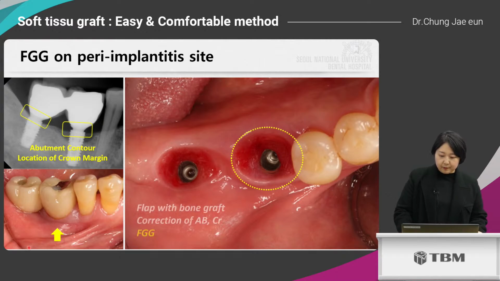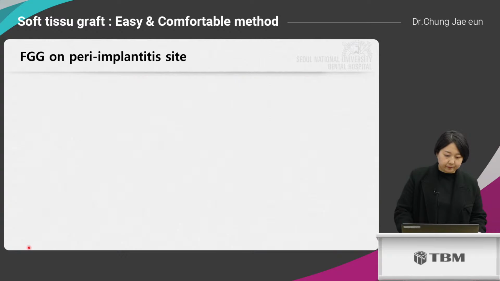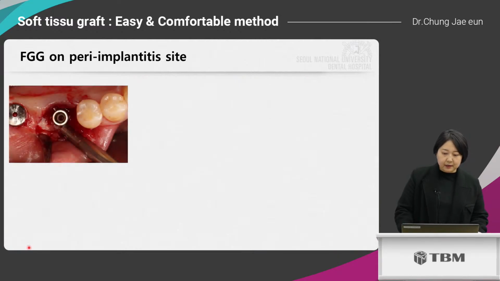So after the mechanical debridement, I decided to do the regeneration therapy, remake the abutment and crown, and also do the FGG to make better circumstances around the implant. Let's look at each step of treatment.